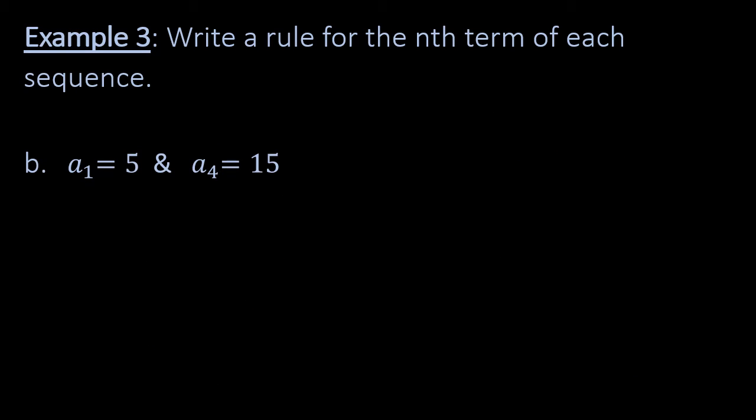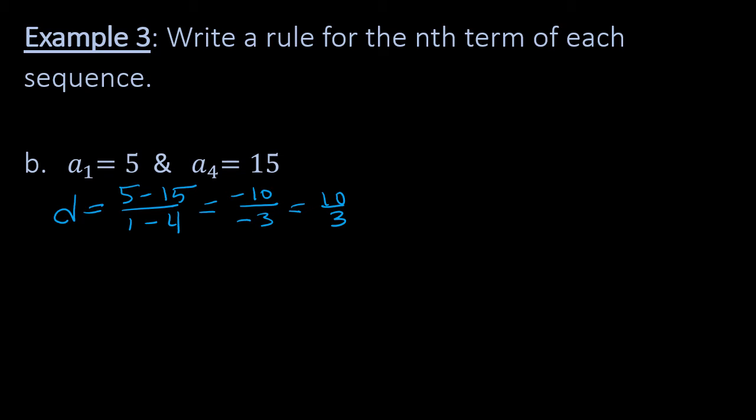All right, so moving on, write a rule for the nth term of the sequence. What I want you to think about, this is similar to an example that we did earlier. We have my first term, we have my fourth term. So I need to find my common difference. And difference is kind of like slope. So I could take 5 minus 15 over 1 minus 4. And if I do that, 5 minus 15 is negative 10. 1 minus 4 is negative 3. So my common difference is 10/3.